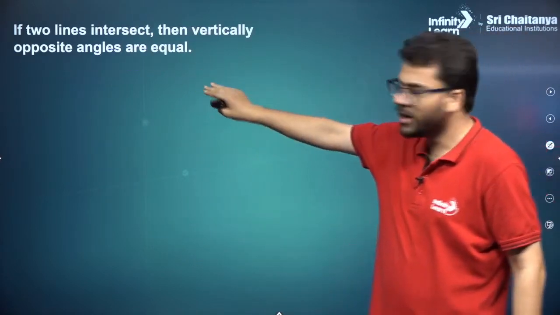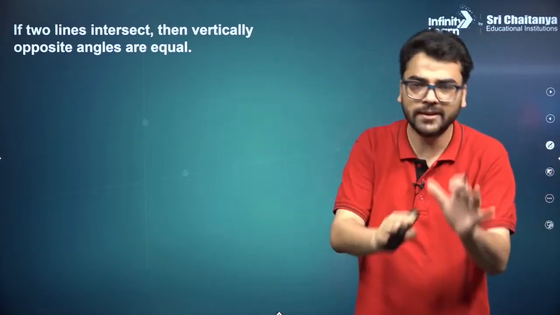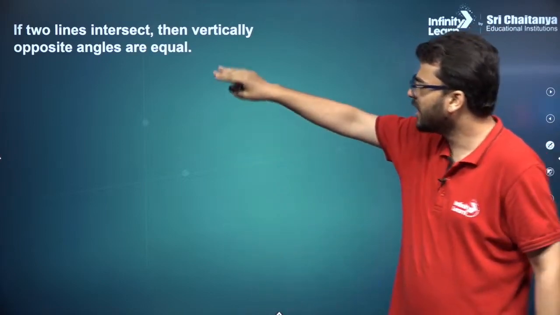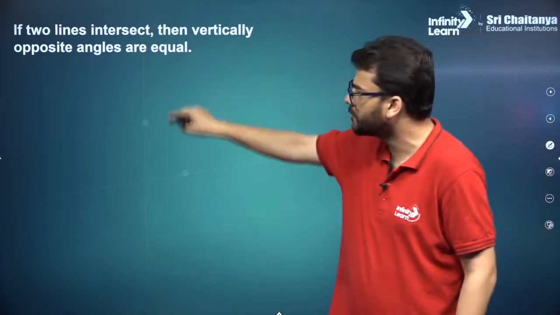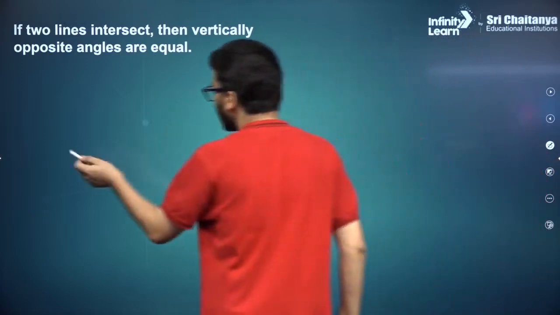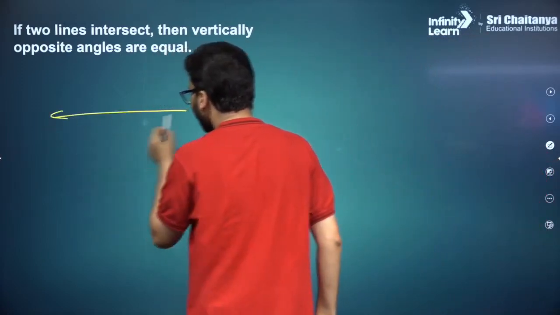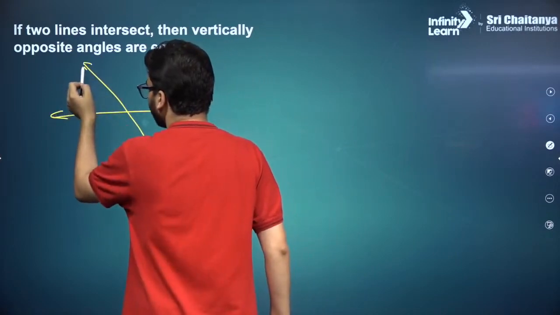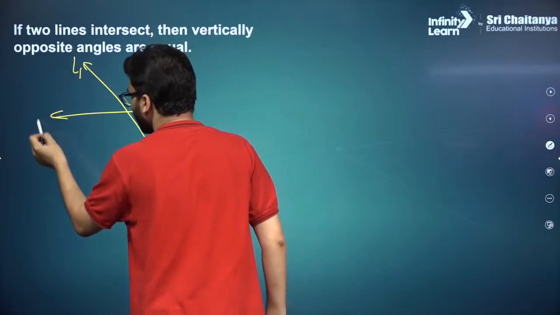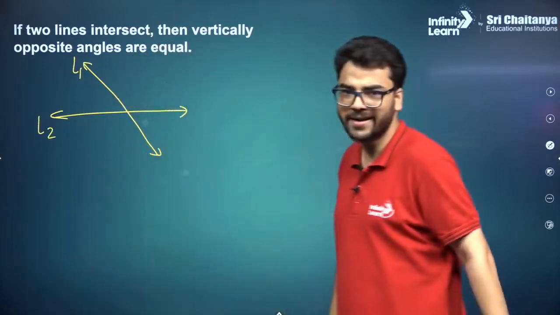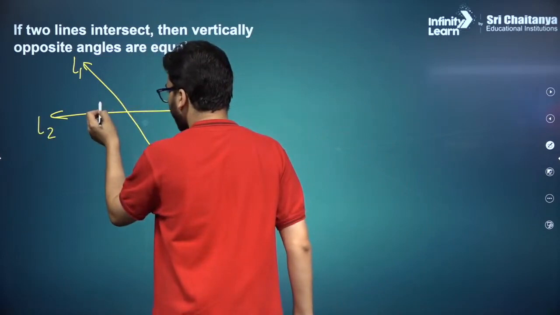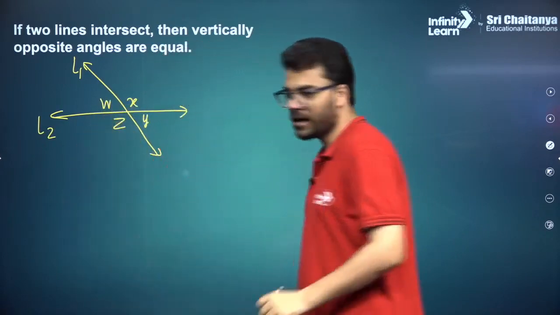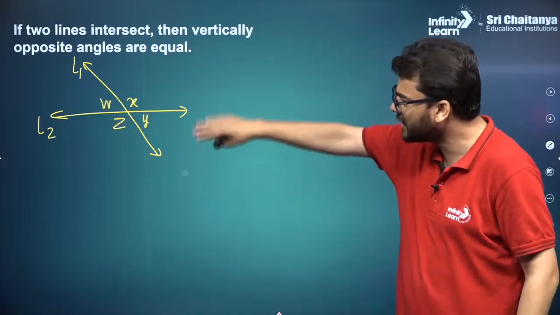Now you have got vertically opposite angles. This you can prove, on the basis of the linear pair axiom. It is given that if two lines intersect, then the vertically opposite angles are equal. It means if you have got two straight lines like this, it is already given that these are two straight lines, suppose L1 and L2. And suppose I am taking these angles to be W, X, Y, Z. It is already given that these are two straight lines.